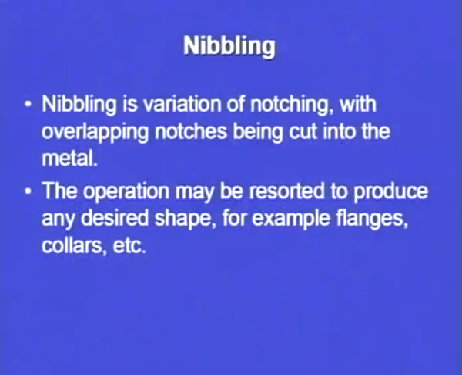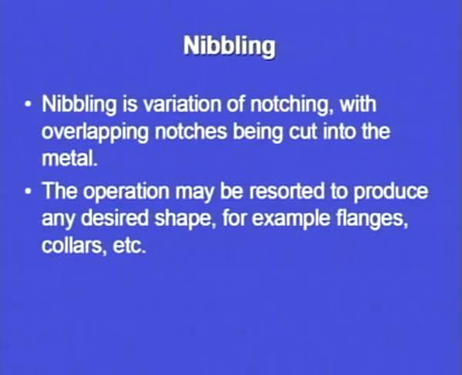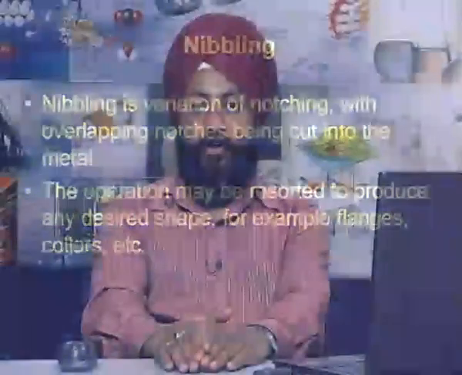So, nibbling is a variation of notching in which overlapping notches are cut into the metal. In the case of nibbling, we will form overlapping notches. These can be overlapping circular notches or hemispherical notches, depending upon the shape that we are making. The operation may be resorted to in order to produce any desired shape, for example, flanges, collars, etc. So, if we want to make flanges or collars in sheet metal, then we can go for this process of nibbling.